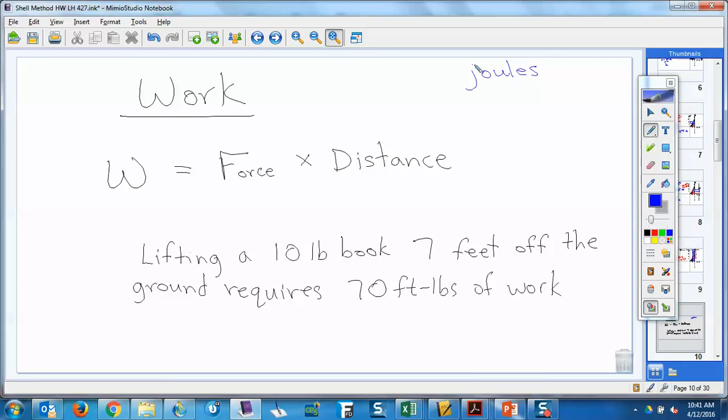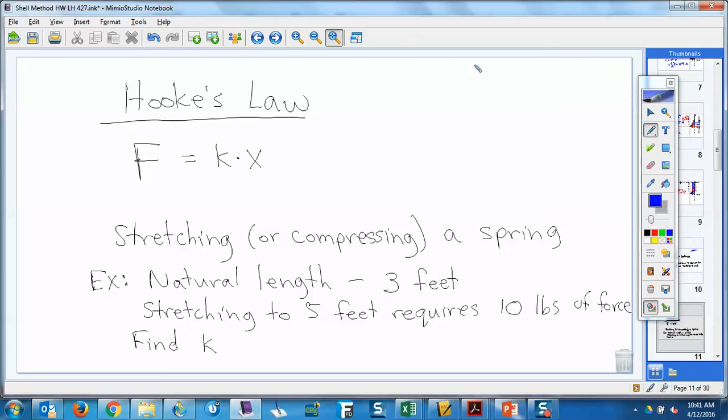If it is leaking, we'll also have to factor in the weight of the water changing as well. Okay? And so we'll see how we'll do that. All right. But essentially, with a constant force, that is the equation, force times distance. Okay. We're going to start actually with a spring problem.